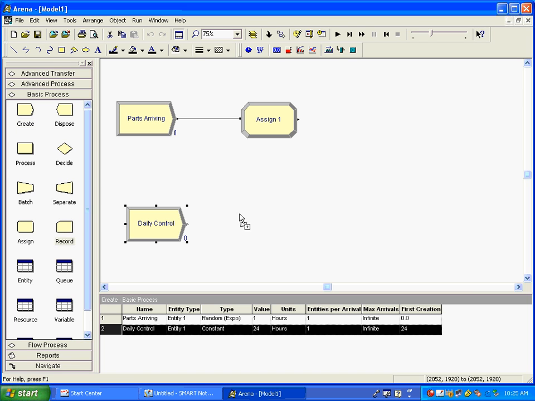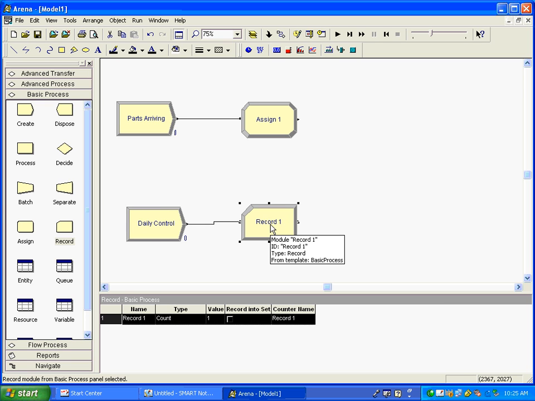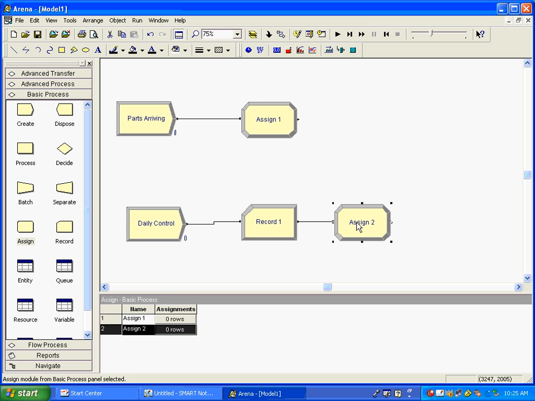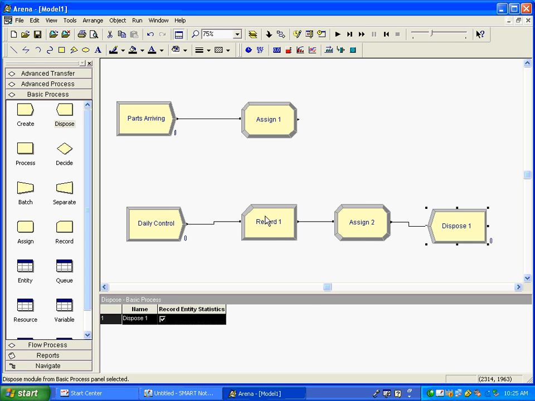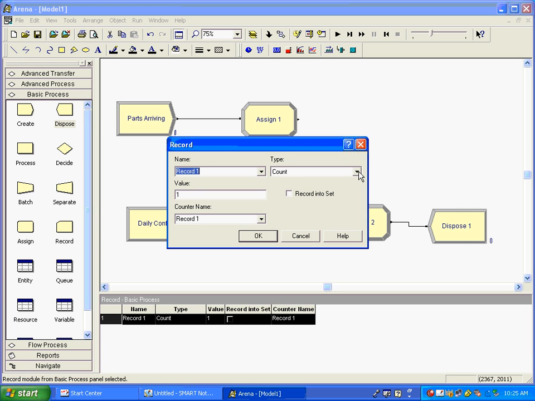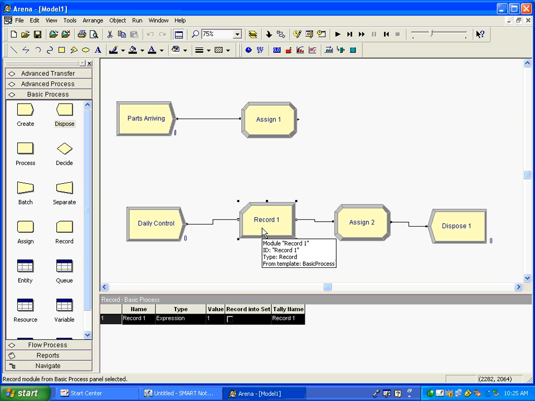And then you would stick in a tally whatever your daily costs are. And then you'd have to set your daily cost to zero because you want to accumulate them all over again every day. And then you would dispose. So the type would be an expression, and what you would record in this expression is the accumulated cost.